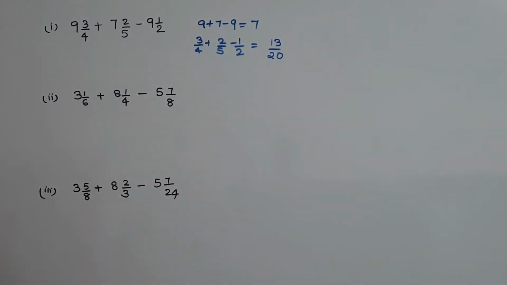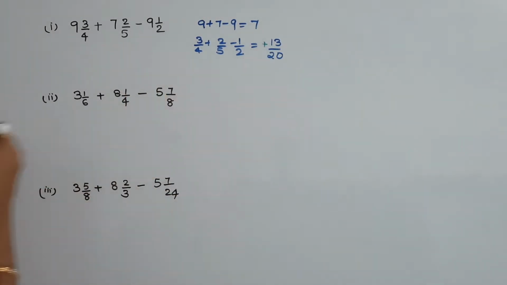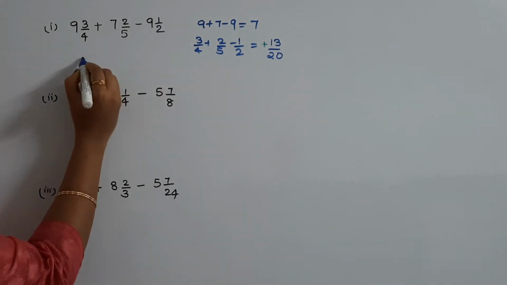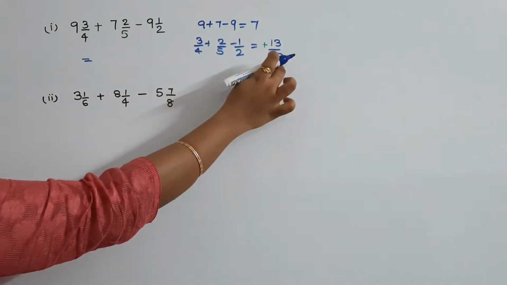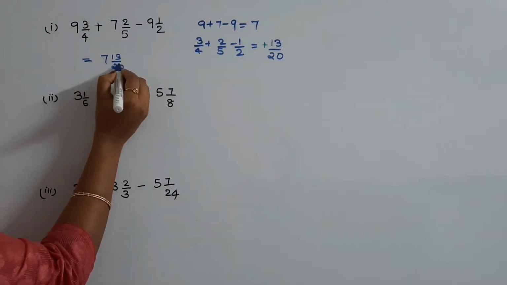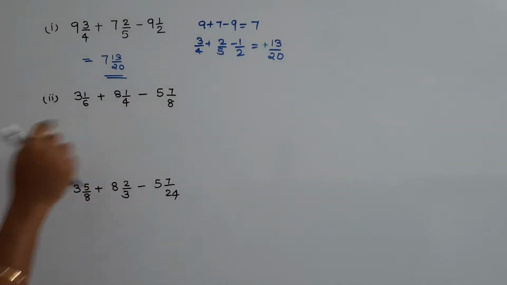Now, when you solved this fraction part, you got a positive value. Whenever you get a positive value, you can directly write this answer as 7 13/20. Now, let us see how to solve this problem.